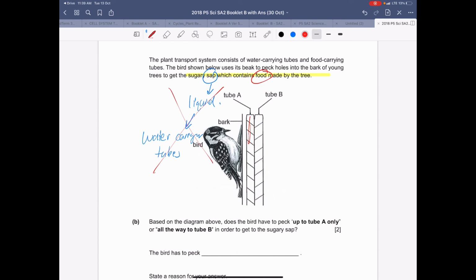Is a poor conductor of heat. Half mark for telling me that. Therefore, heat would be lost at a slower rate from the cup B to the surrounding. Another half mark for telling me where is heat lost, from where to where.